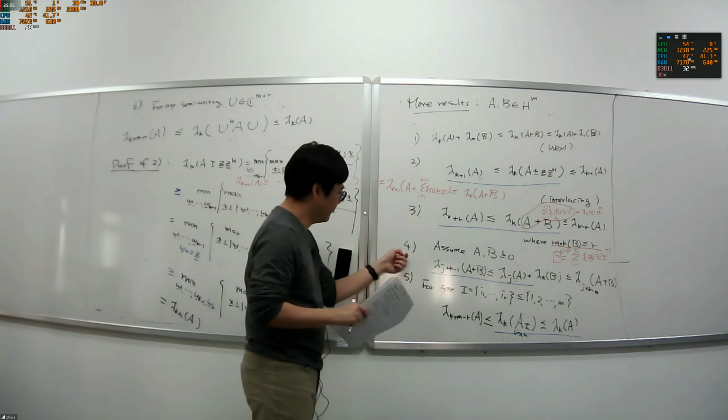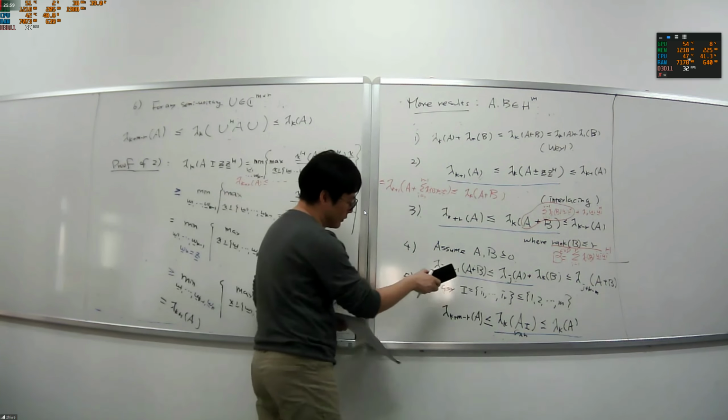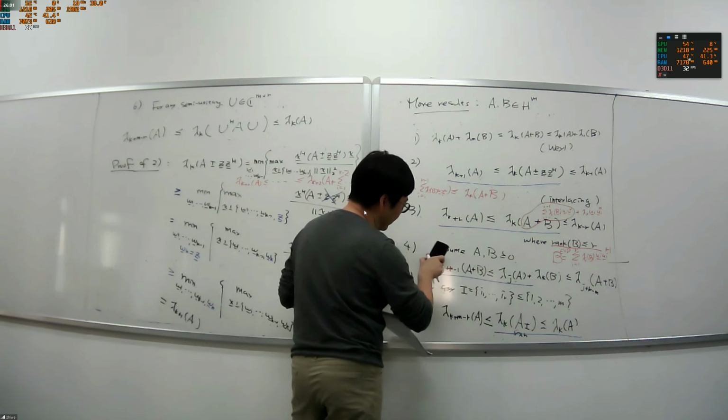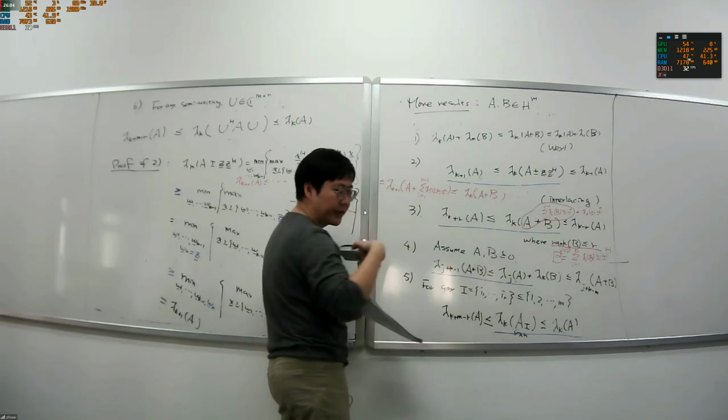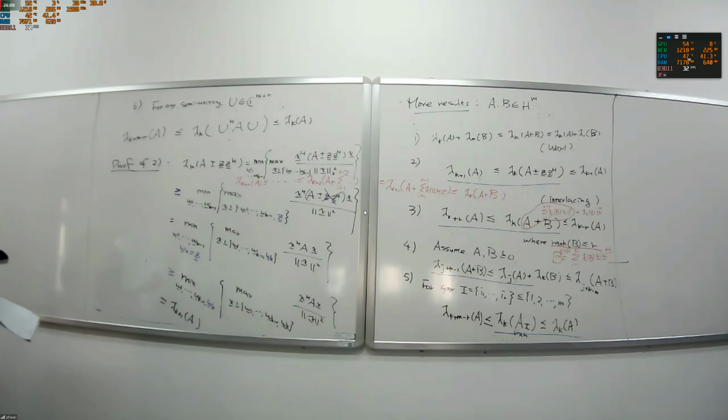Okay, then let's see the fourth one. The proof is also quite insightful. Here we need AB to be PSD.